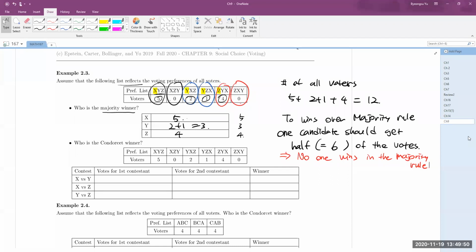Pardon? Yes, if somebody gets the 7 votes, then definitely he or she wins, right? But in this case, nobody gets more than 5, 6 votes, so there is no one, right? Yeah, at least 50%, yes.